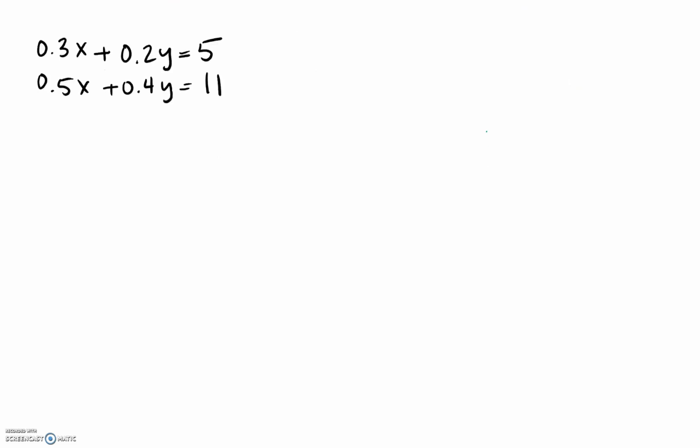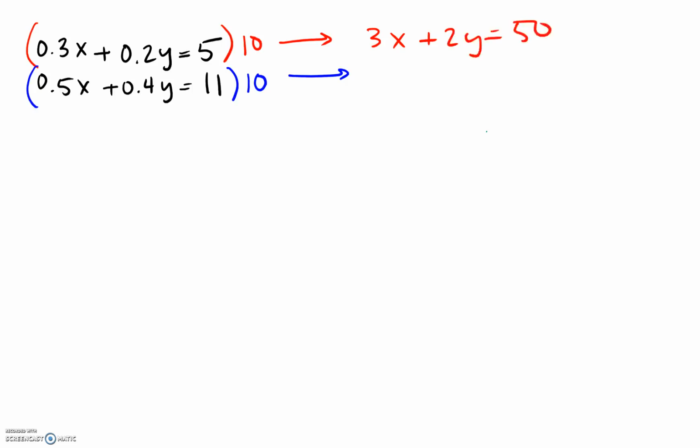So what about decimals? Decimals, you have the same two options. You can either go ahead and say, all right, I don't like decimals. Let me multiply by whatever power of 10. Since there's one decimal place, I just need to multiply by 10 to clear them, right? So for the first one, we'd have 3x plus 2y is equal to 50. And for the second equation, we'd have 5x plus 4y is equal to 110. And then we can do our elimination from there.